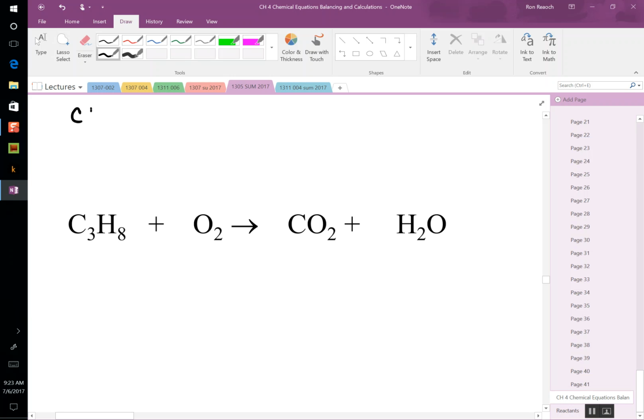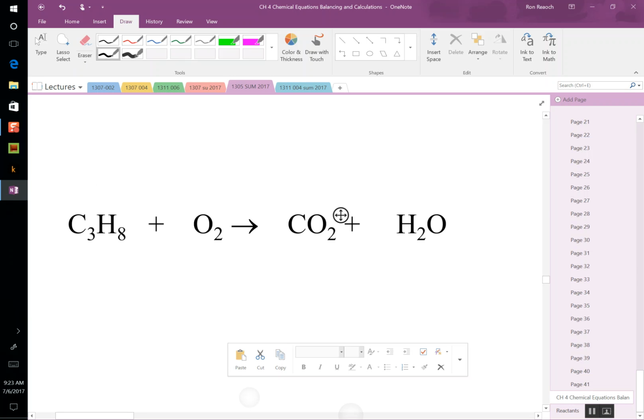And for example, we could have methane. This is propane, what we have right here, C3H8. We could have butane, C4H10. We could have gasoline, all different kinds of hydrocarbons, because that's what we basically do with hydrocarbons, is we burn them. They combine with oxygen, they form carbon dioxide and water. So the rest of the equation stays the same.